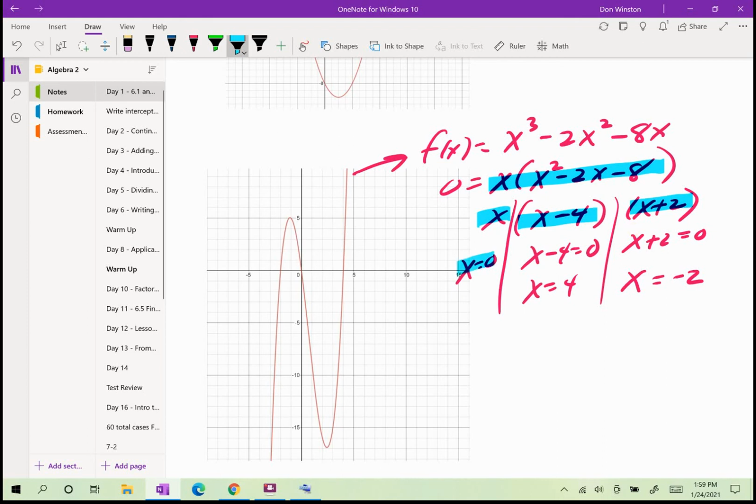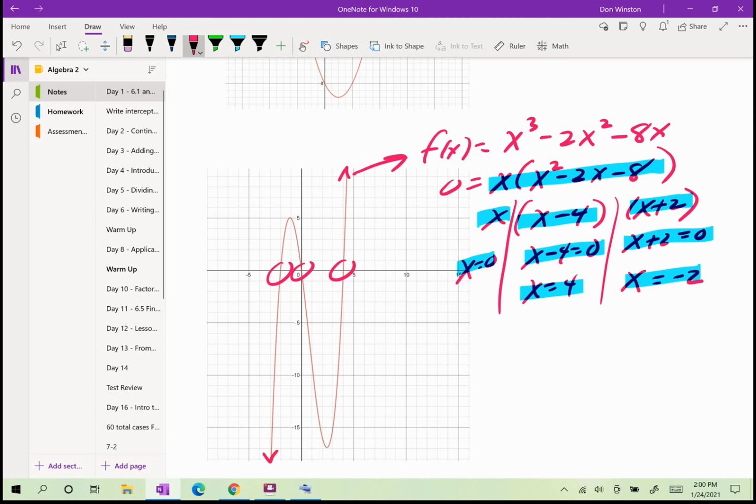So x is equal to 0, that's one x-intercept or root. If x minus 4 is equal to 0, x is equal to 4 is another x-intercept or root. And then x plus 2 equals 0. X equals negative 2, that's another 0 or root. And as you can see by looking at the graph, I can see all of those x-intercepts or roots. So negative 2, and I see 0, and I see 4. So again, the x-intercepts is where the graph crosses the x-axis.